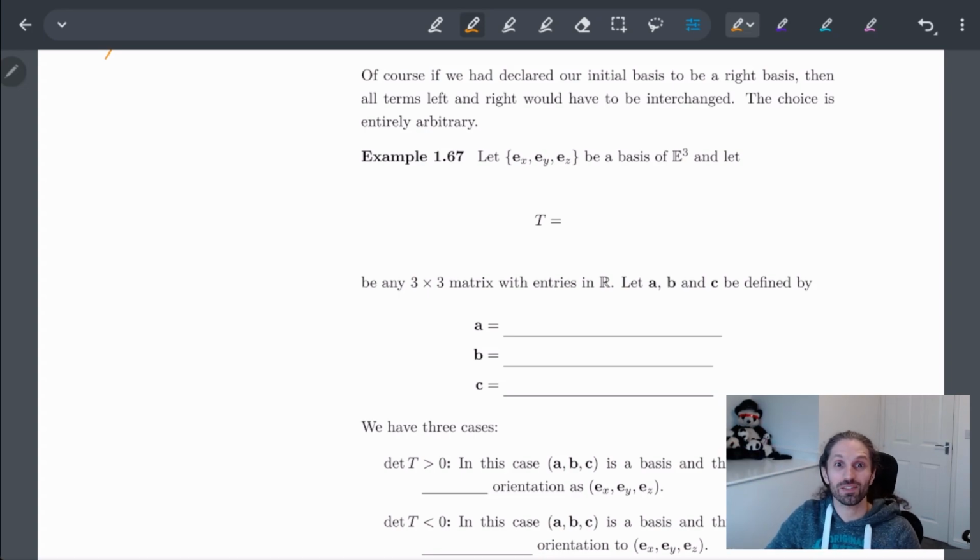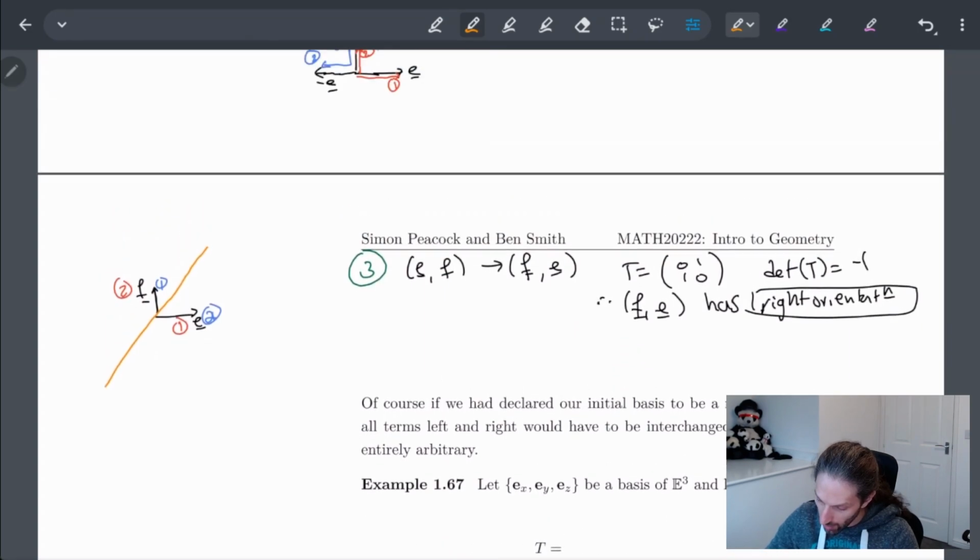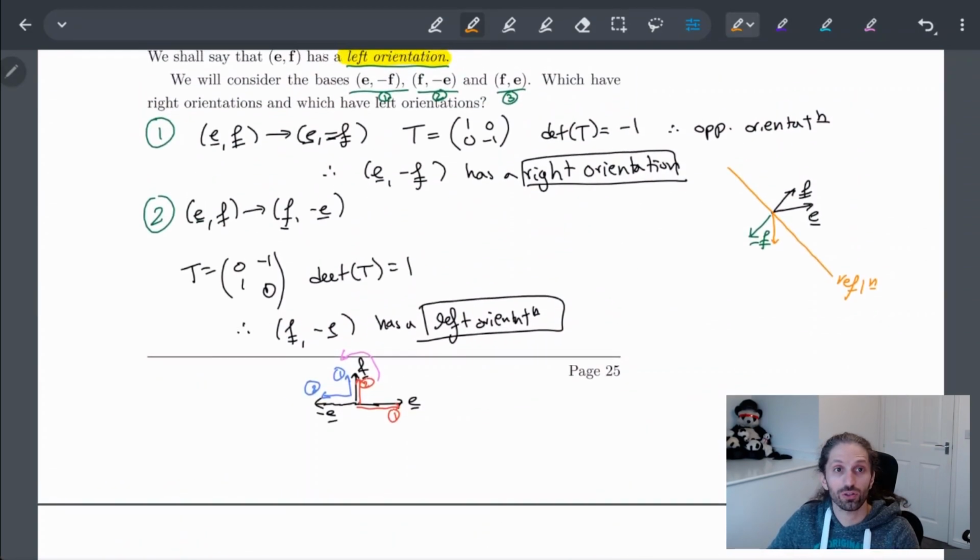Hiya! So in this video, we're going to look at another example of oriented vector spaces and orienting bases. And then we're going to go over that a little bit more in depth. One thing I had forgotten to mention in the last video is, if we look at this, we have two different orientations, lefts and rights.